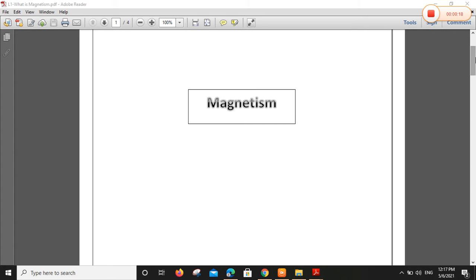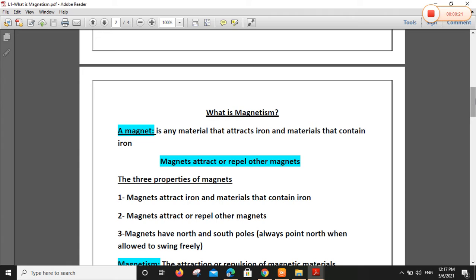Yes? What is a magnet? A magnet is any material that attracts iron, and the materials that contain iron. So the magnet can attract any material made of iron or containing iron. A magnet is a rock or stone found naturally, and they discovered its properties. They found that any material made of iron is attracted to this rock, and this rock was discovered in Magnesia, a country called Magnesia, so they called this rock magnet.